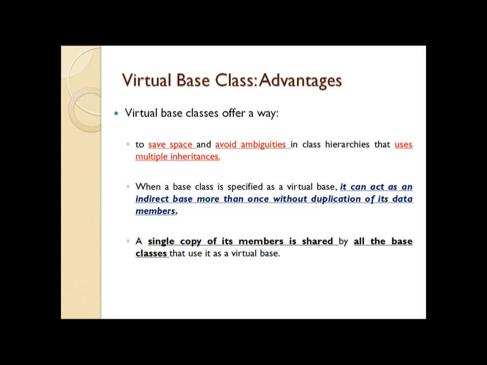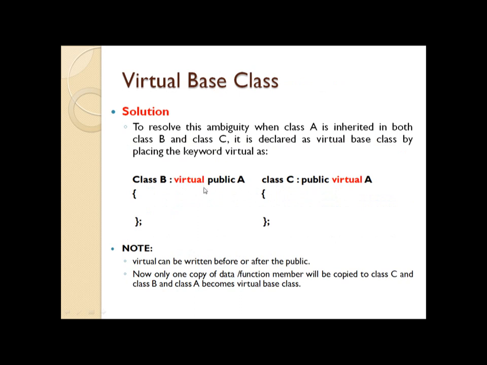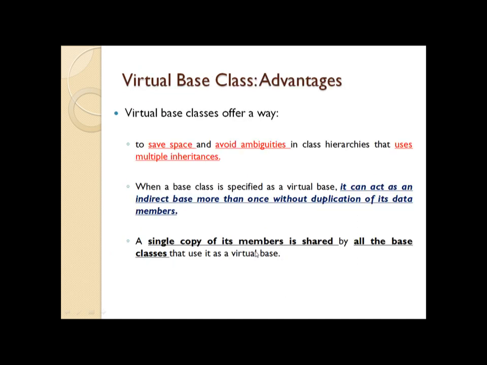And the last point is very important: a single copy of its member is shared by all the base classes that use it as a virtual base class. So since class B and class C are both sharing class A as a virtual base, the data member and member function written in class A can be used in class B as well as in class C. This point is very important, because there is no need to write the data member and member function again. We write the statement only once, and it can be shared again and again. That is the key benefit of using virtual base class.